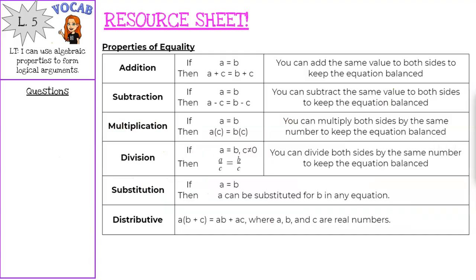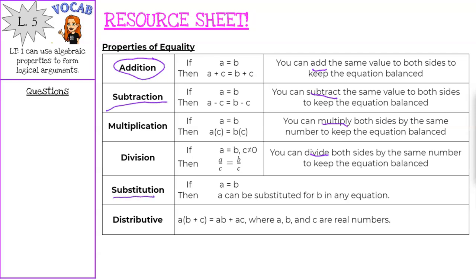First off, your resource sheet that I showed you in class has a bunch of resources we're going to use for the next couple lessons. The first chunk is properties of equality. We've actually been using these in algebra class without naming them. The properties of equality tell you that you can add, subtract, multiply, or divide the same number to each side to keep the equation balanced. We call them the addition property of equality, the subtraction property of equality, and so forth.